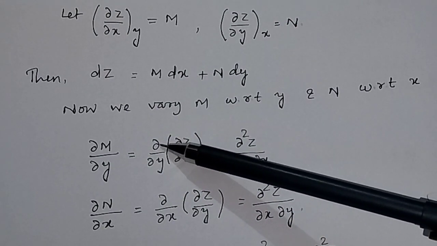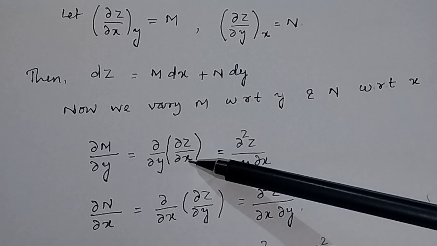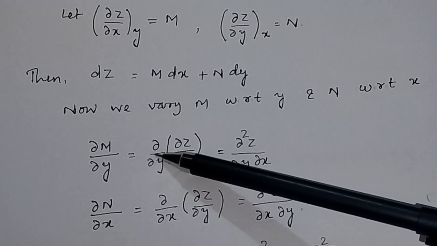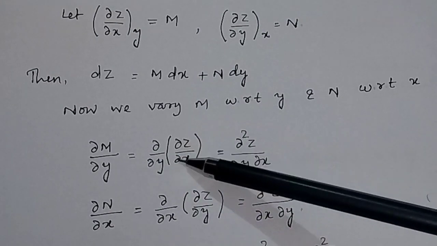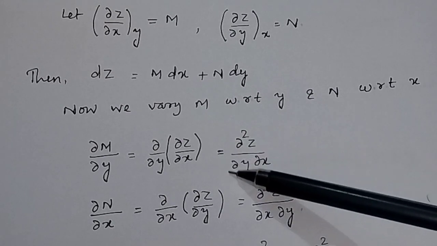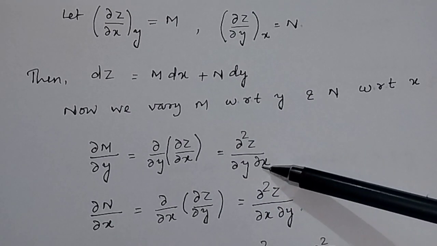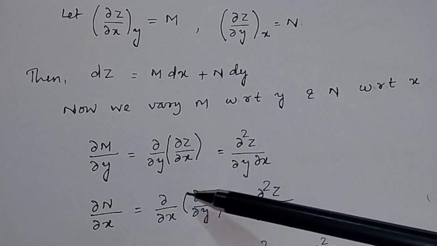That is called the variation of dz with respect to dx, with respect to x, and here we vary this function with respect to y. So this can be written as the second derivative of the function with respect to y and x. This is called the partial derivative.